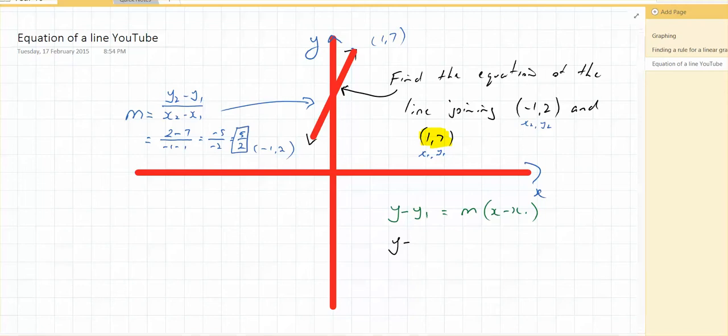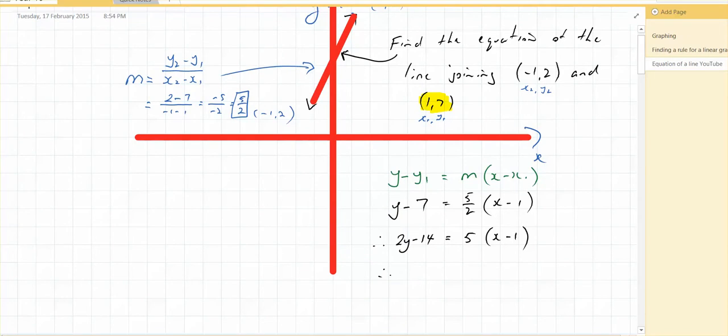So now I can get back to work on my equation over here. Y minus y1, this is my y1 here, I've selected y minus 7 equals, my m is 5 over 2, and x minus x1, the x1 point is 1. And now to sort this out, I multiply the whole equation by 2, so therefore 2y minus 14 is equal to 5 outside of x minus 1.